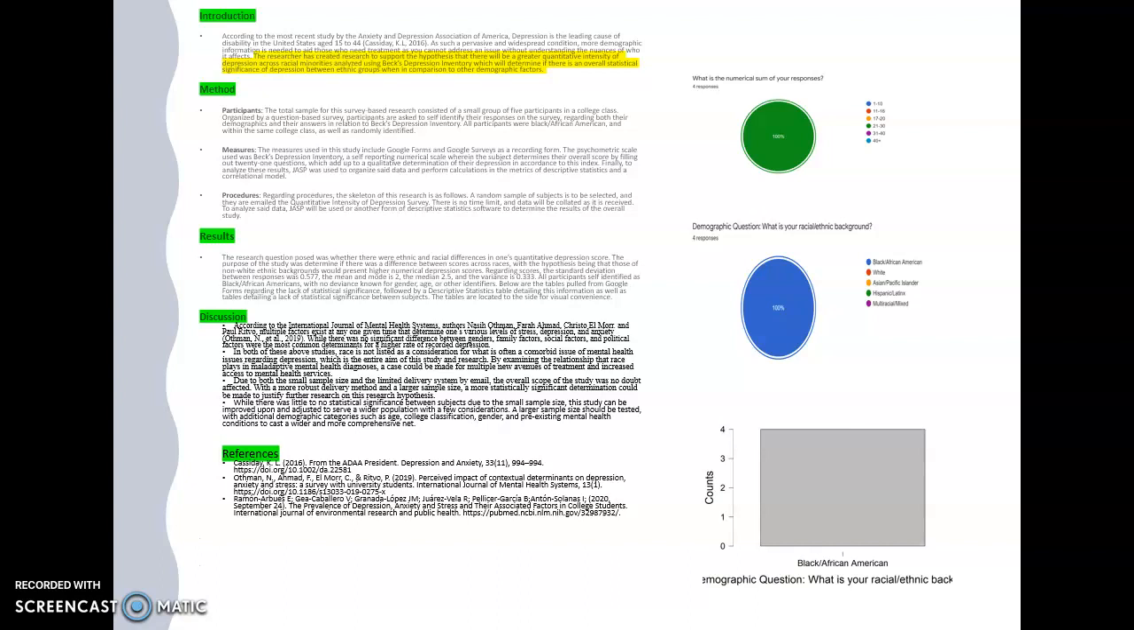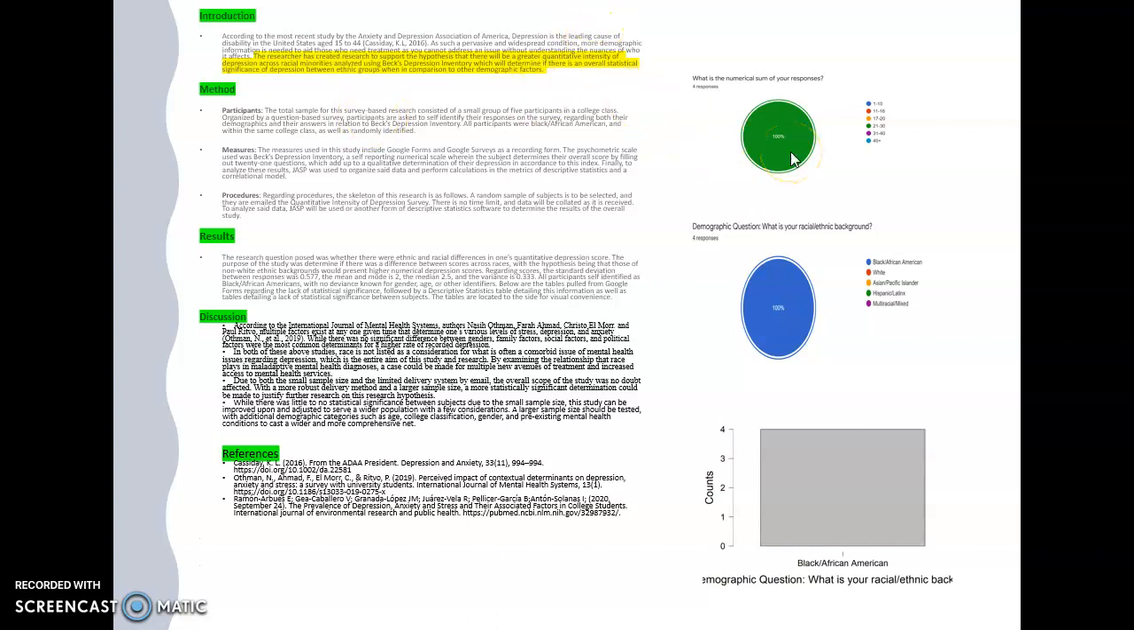Below are the tables pulled from Google Forms regarding the lack of statistical significance, followed by a descriptive stats table detailing this information, as well as tables detailing the lack of statistical significance between subjects. The tables are located on the slide for visual convenience. I'm going to go through each figure real quickly.